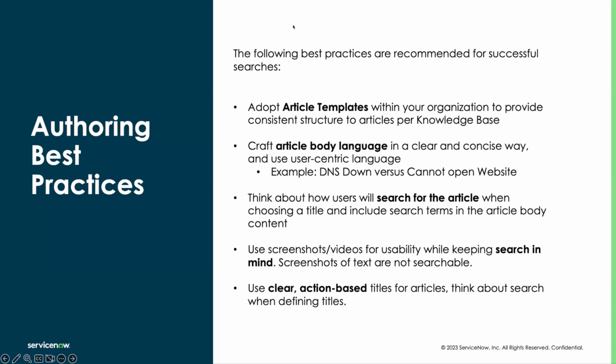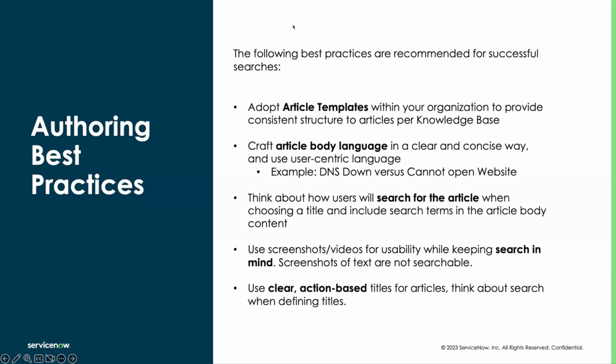So that goes into my third bullet point as well: really looking through that search lens, through the lens of your audience and how they're going to search for an article when you're choosing a title, and making sure that you include search terms in the article body content as well. That way they're picked up more, and they go to that cheat sheet that Gerard spoke to earlier.